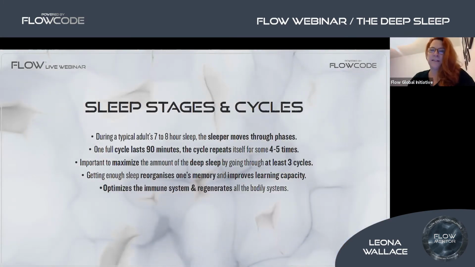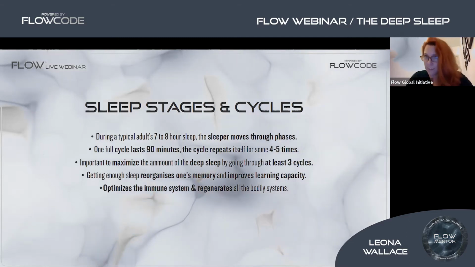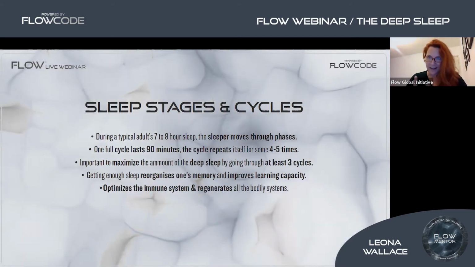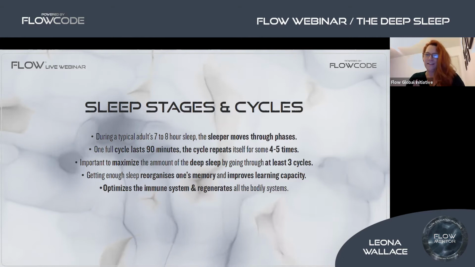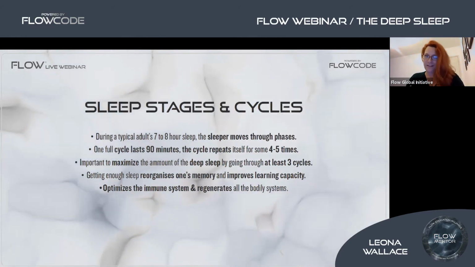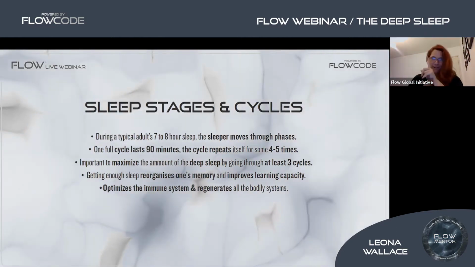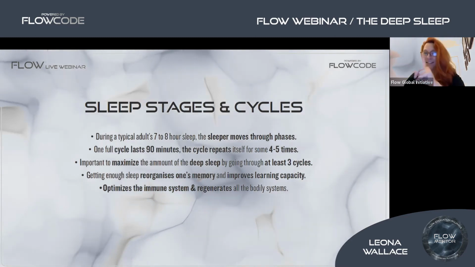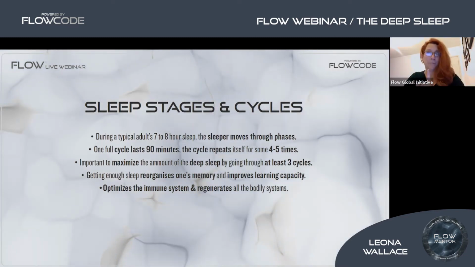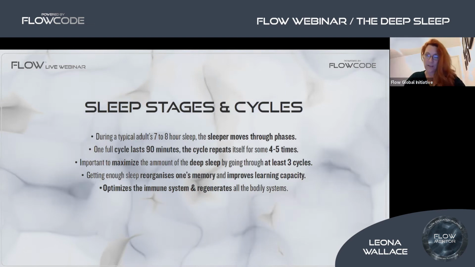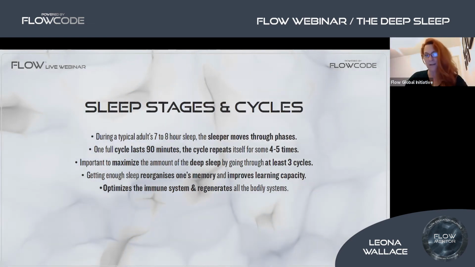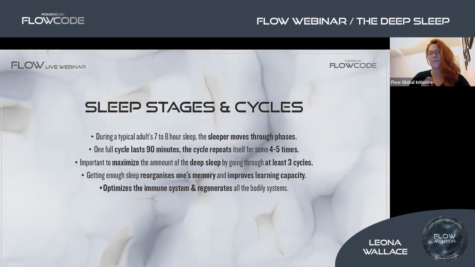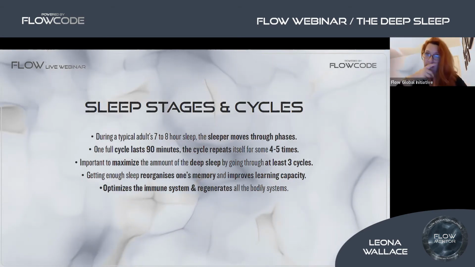Now, there's sleep stages and cycles. During a typical adult 7 to 8 hour sleep, the sleeper moves through phases. One full cycle lasts 90 minutes, and this cycle repeats itself 4 to 5 times. So it's important to maximize the amount of the deep sleep by going through at least 3 of these cycles.